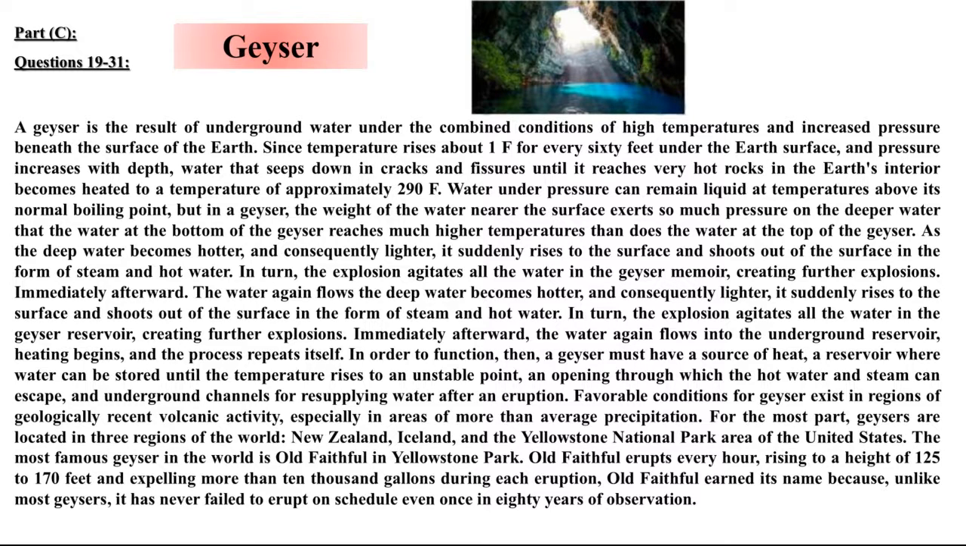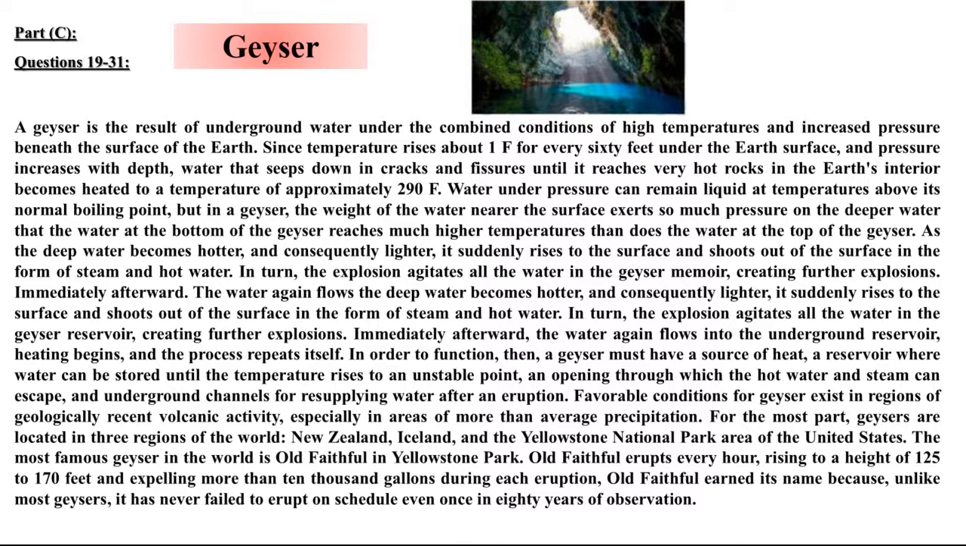Part C. A geyser. A geyser is the result of underground water under the combined conditions of high temperatures and increased pressure beneath the surface of the Earth. Since temperature rises about 1° for every 60 feet under the Earth's surface, and pressure increases with depth, water that seeps down in cracks and fissures until it reaches very hot rocks in the Earth's interior becomes heated to a temperature of approximately 290°F.